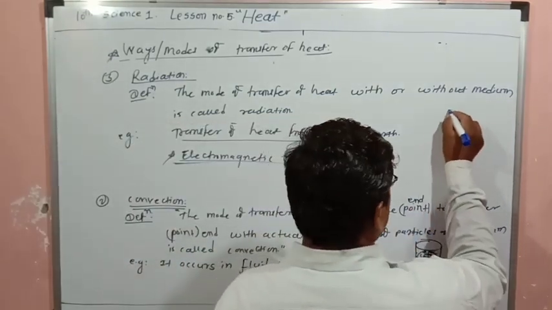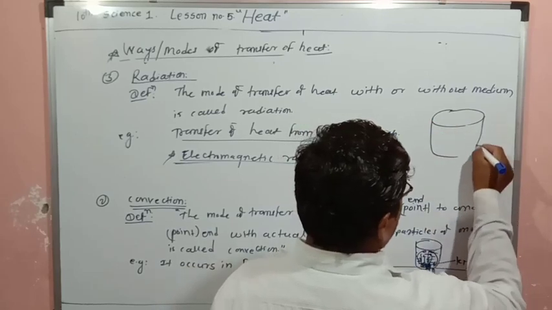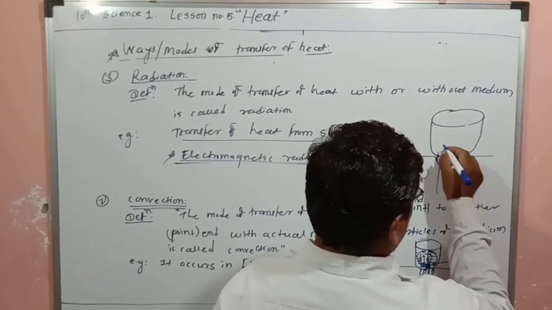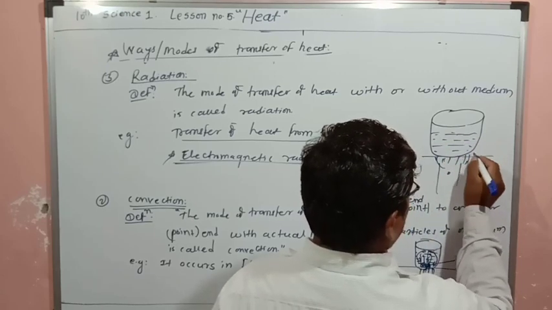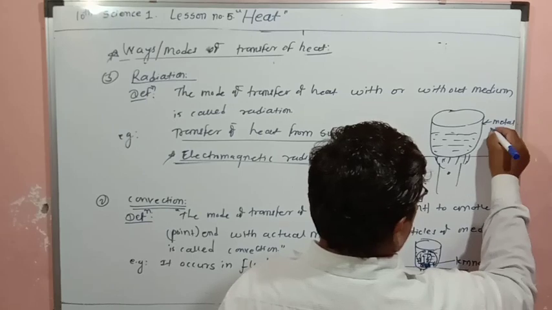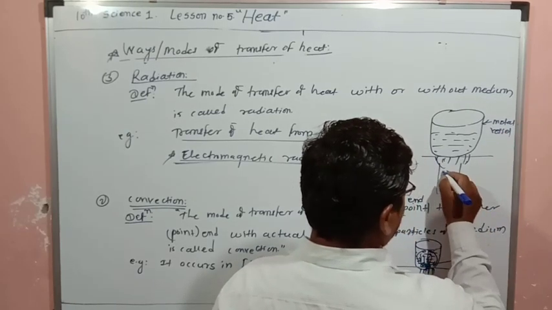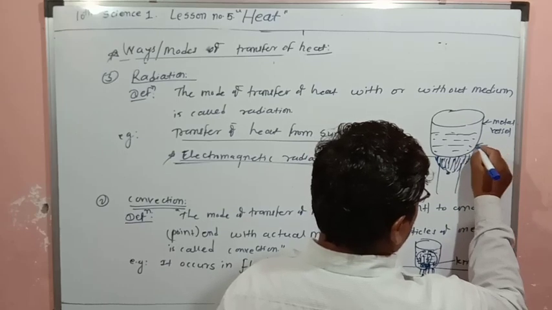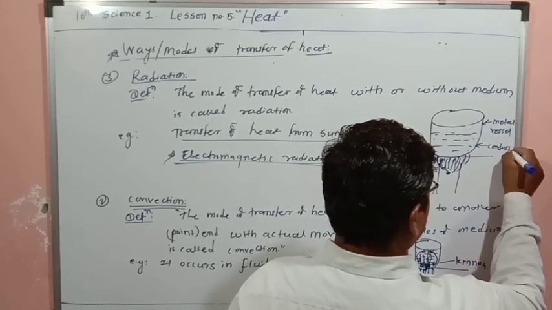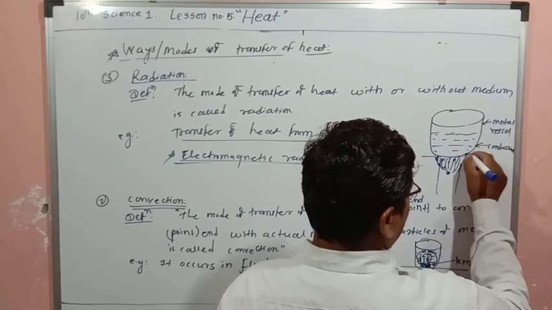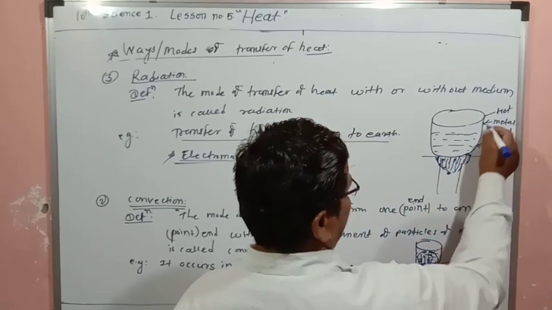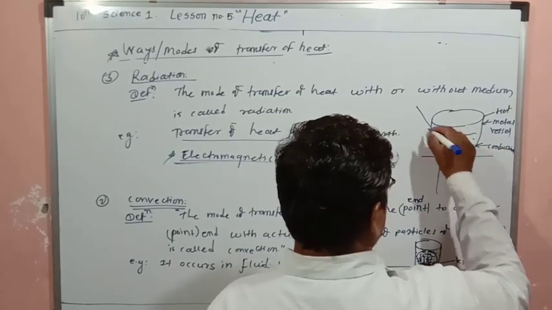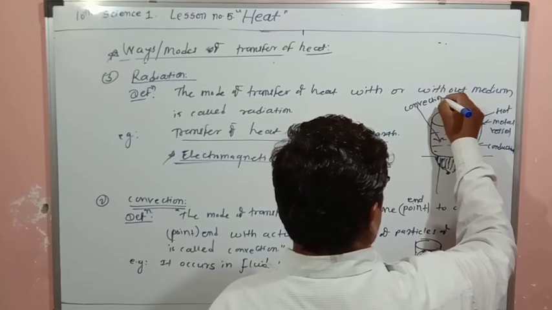And another thing you can do. Suppose you draw one vessel and you are heating that vessel with the help of fire, and in this vessel there is water, a liquid, and the vessel is metal. The heat is transferred from the flame to this metal by conduction. Here you are heating, but the other end becomes hot. So to the metal, heat is transferred by conduction. In the liquid, convection takes place.